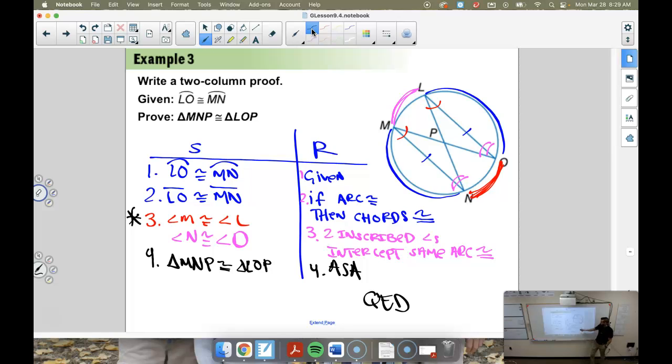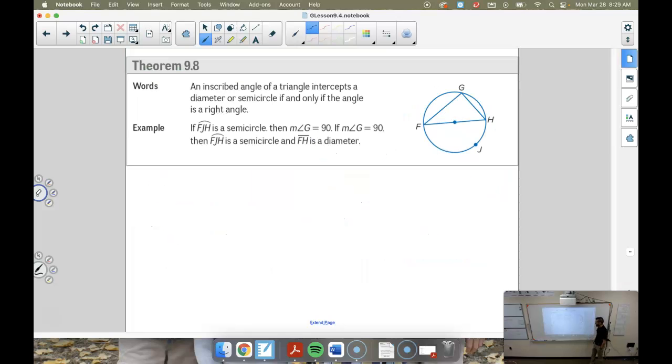Because then you could just do all the radii are the same, right? And you have side, side, side. Or you could have done side, vertical angles in the middle. But since we don't know that, we're going to do it this way. Okay. All right.